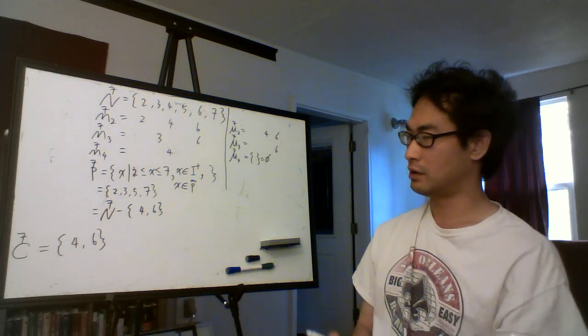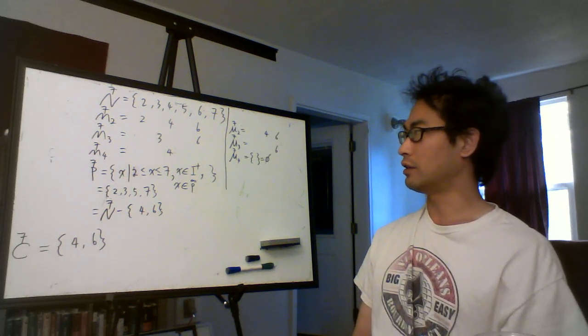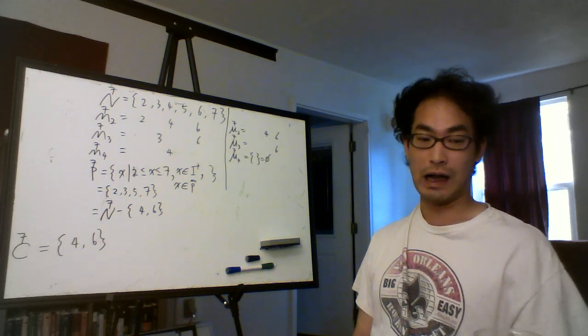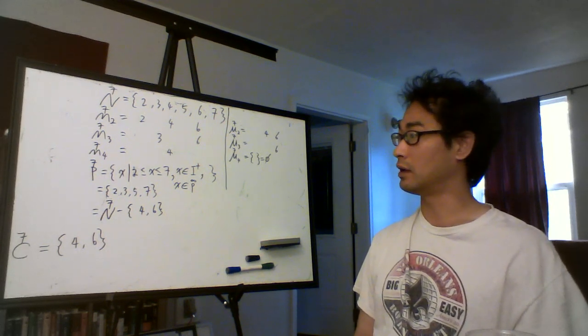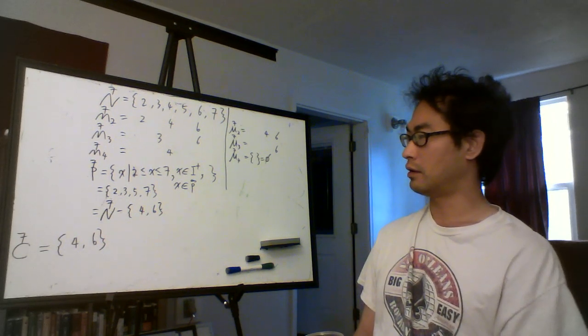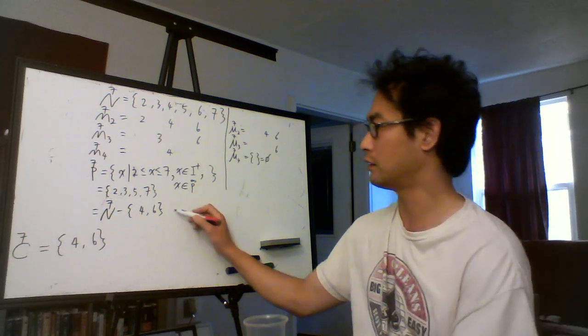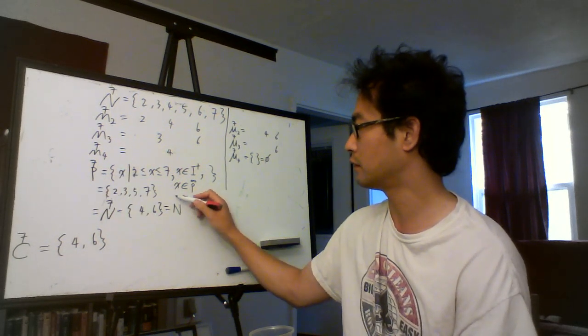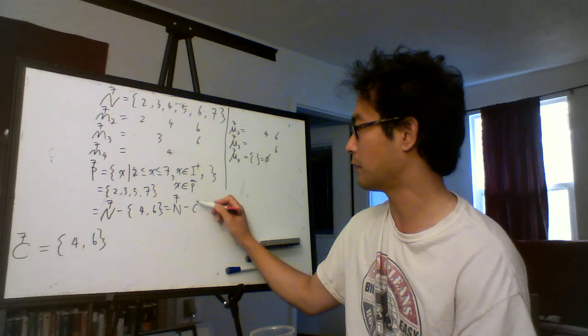So we have to get rid of all the composites, and then what's left is our prime number set. Okay, so basically what we are saying is P top 7 is N top 7 minus C top 7.